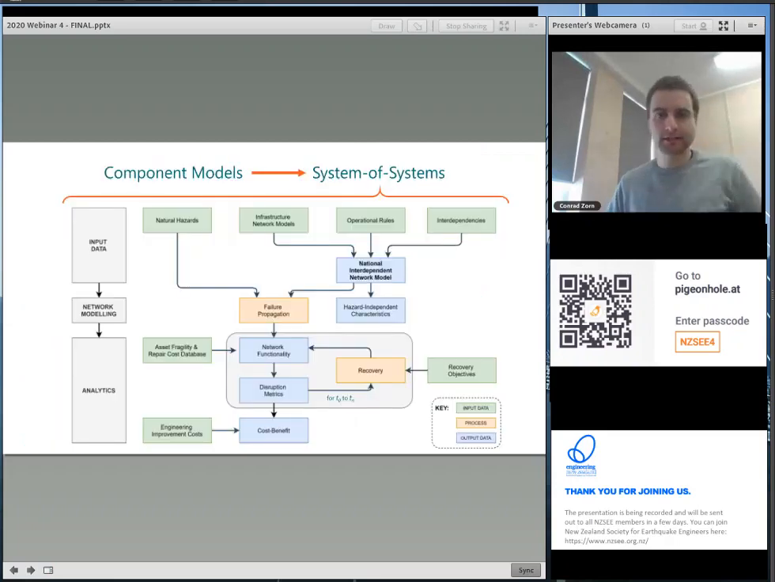Typically in New Zealand, apologies, this is a bit of a loaded slide, we'll focus on the first row first, where it says component models. So typically New Zealand's focused on component models, so fragility models of single assets, and studying those in great detail. Why we do this is because we're really good at it. We have lots of data, lots of monitoring, and strong stakeholder support. So much more stakeholder support in New Zealand than most of the world.